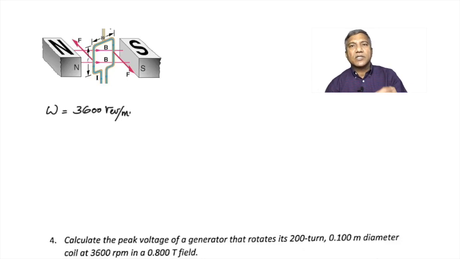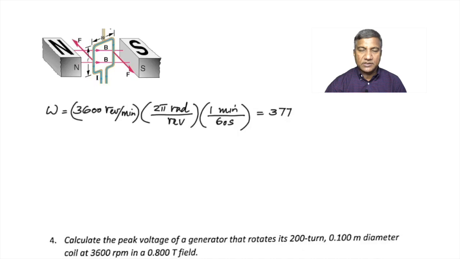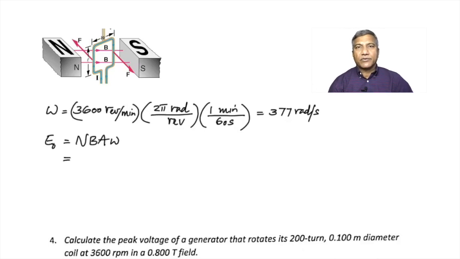So omega is 3600 revolutions per minute multiplied by 2 pi radians for each revolution. And then remember, 1 minute is 60 seconds. So to get omega, you multiply the number of revolutions per second with 2 pi. So 3600 revolutions per minute divided by 60 will give us the number of revolutions in a second. Then multiplied with 2 pi, you will get the angular velocity, which is 377 radians per second.